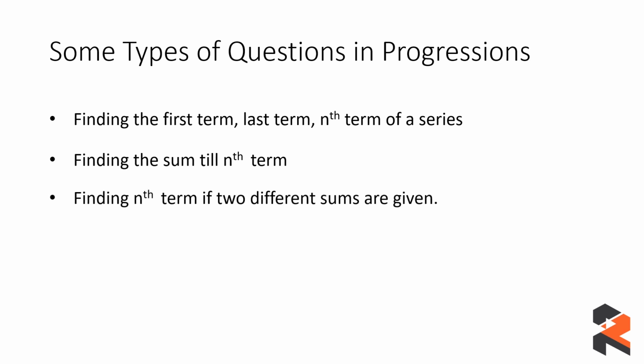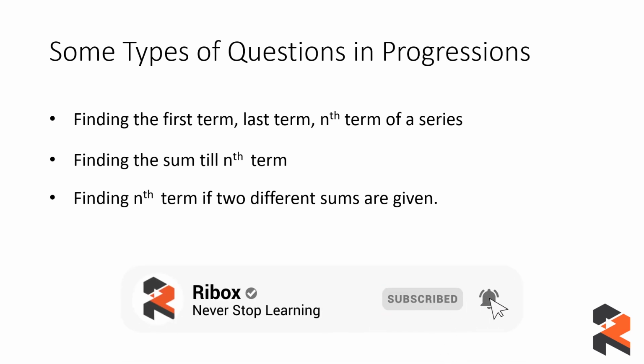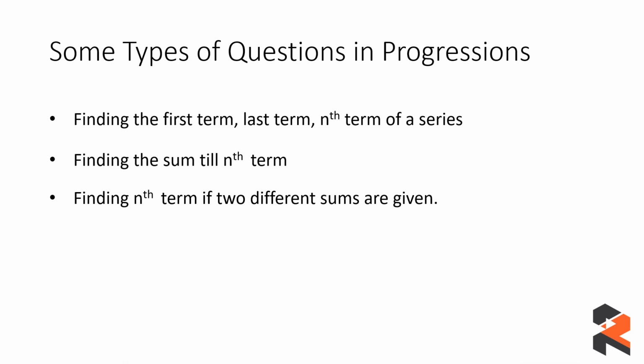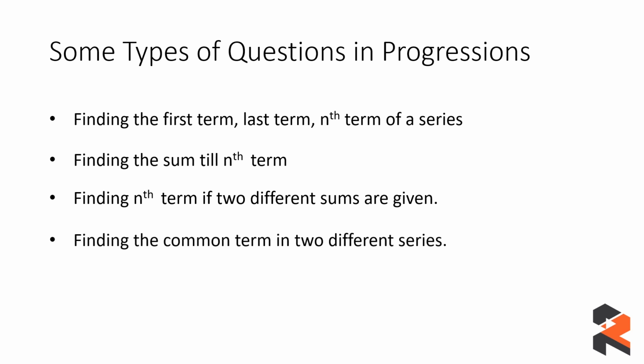Finding the nth term if two different sums are given. So basically if you are given the sum up till the n plus 1th term and the sum till the nth term, then you can find the nth term by the difference of those sums. So they are also asked and can be solved. And then we have finding the common term in two different series. So you have two different series and you need to find the common term or the lowest common term in these two series. That can also be done with the help of AP, GP and HP.